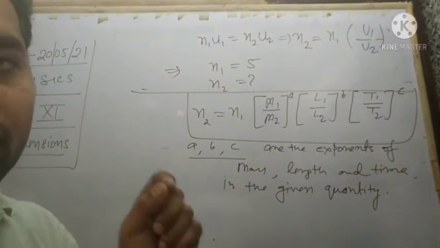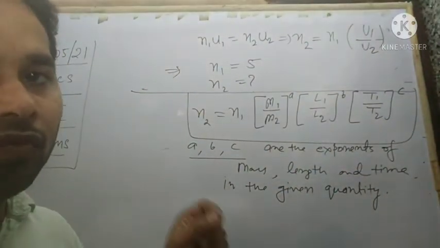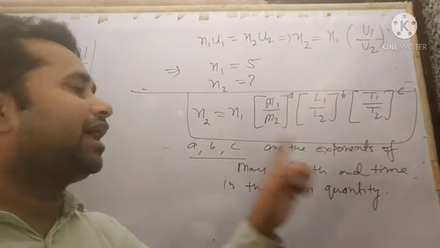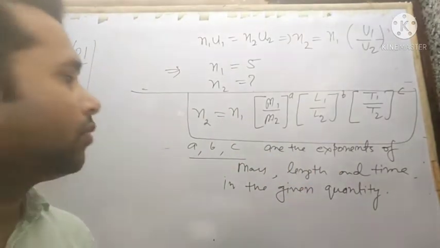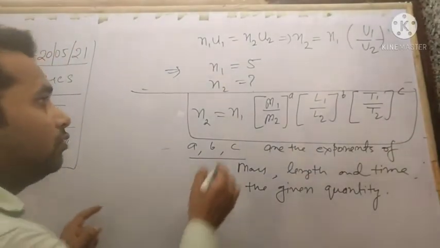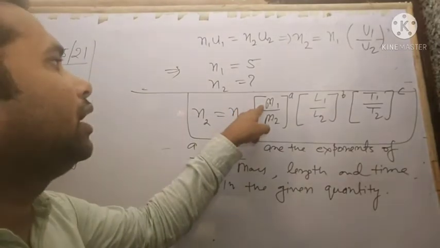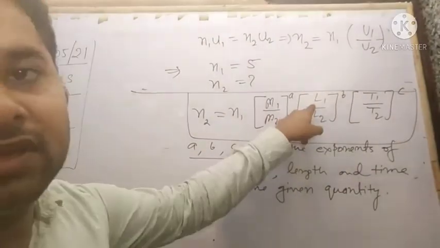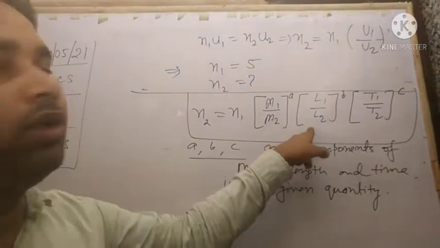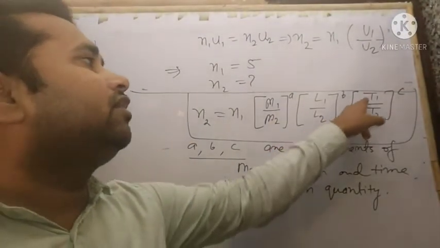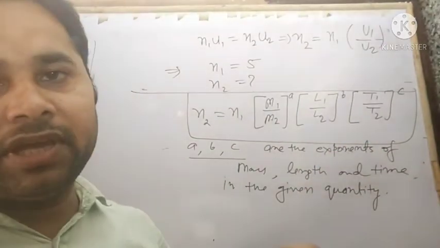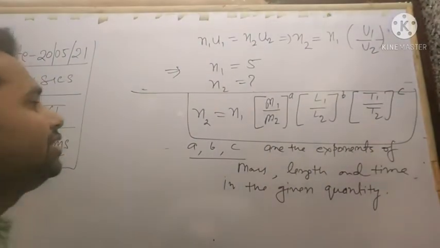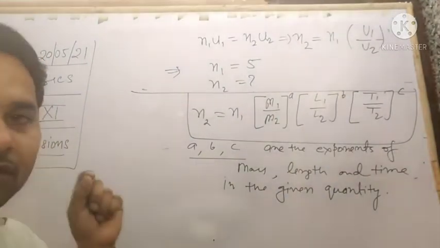What is the given quantity in the question? Work. तो वर्क के डायमेंशन में a b c क्या होंगे? The exponents of mass, length and time respectively. So what are m1 m2? m1 is the unit of mass in first system, m2 is the unit of mass in second system. L1 is the unit of length in first system, L2 is the unit of length in second system. Similarly, T1 and T2 are the time units in first system and second system. So first of all we need this abc, the exponents of mass, length and time in work dimension.